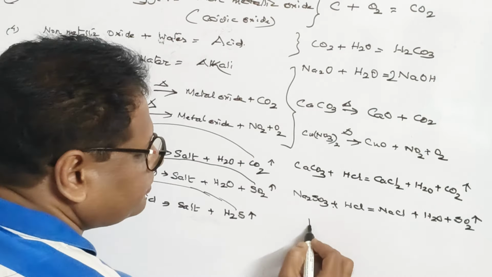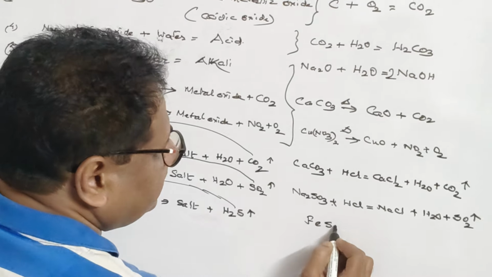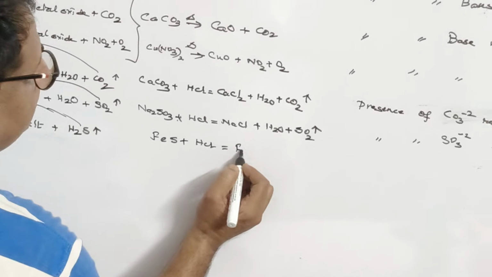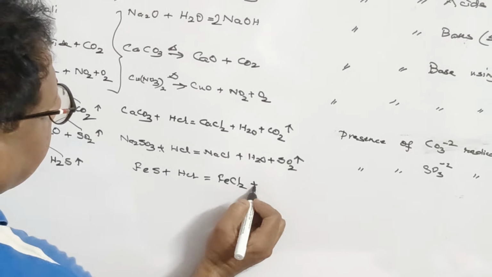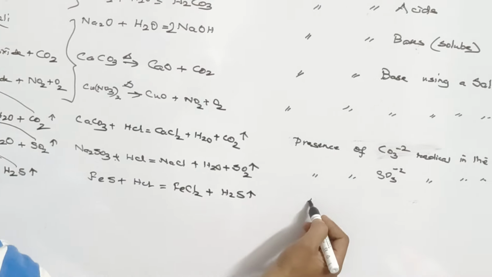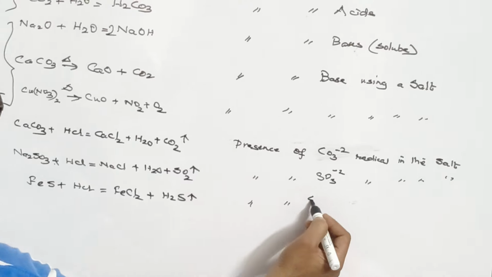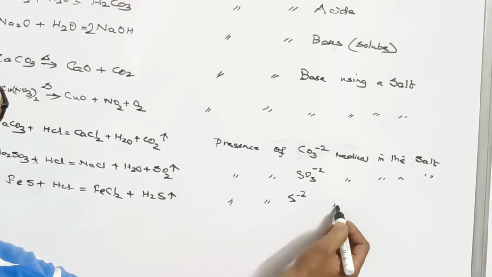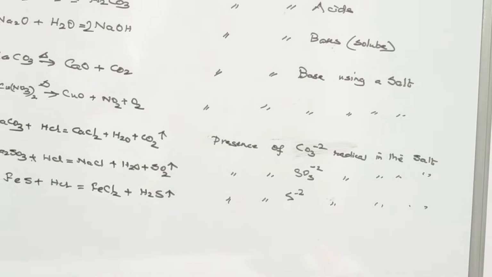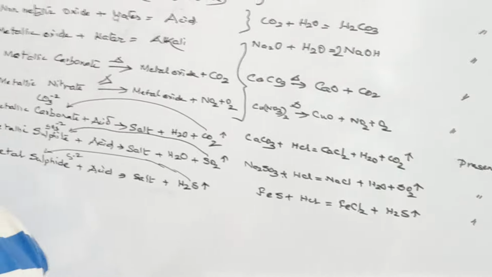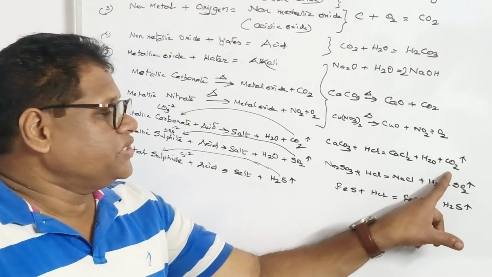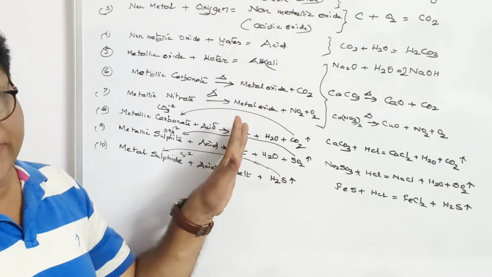So let's give an equation. If you make FeS iron sulfide react with HCl acid, it forms FeCl2 plus H2S. Okay? So this proves the presence of sulfide S minus 2 in the radical. See, these are very important because in salt analysis, when you are going to discuss about the cation, anion present in the salt, then these gases confirm the presence of negative ions, that is acid radicals, right?